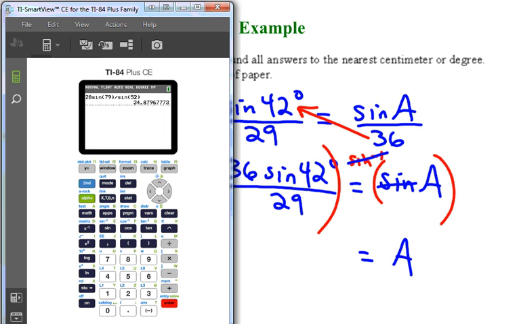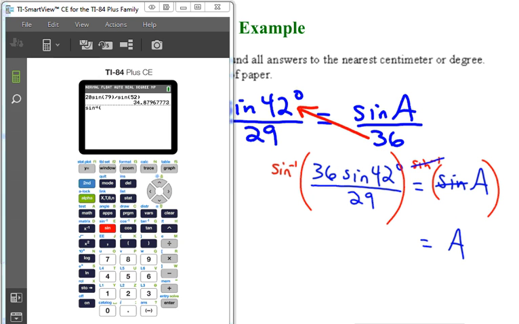So I need to do the inverse sine or second sine, and you have to be careful here because you want to make sure that you set everything up correctly, which in this case there actually aren't going to be any extra parentheses needed, but you always got to be careful. 36 times the sine of 42 degrees, and then divide by 29 and close off my parentheses there. So I get 56.1, and they asked me to round to the nearest degree, so angle A is going to be 56 degrees.